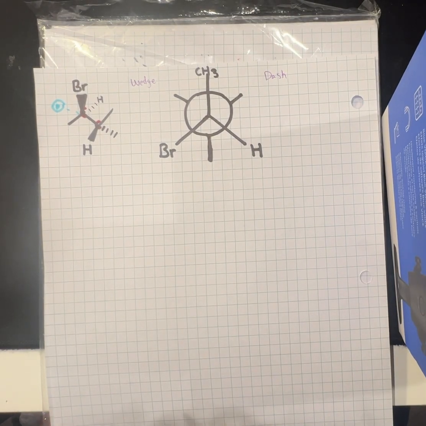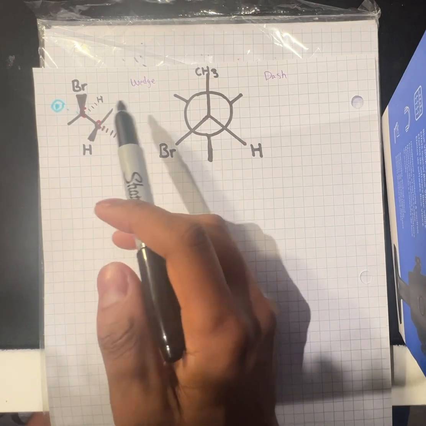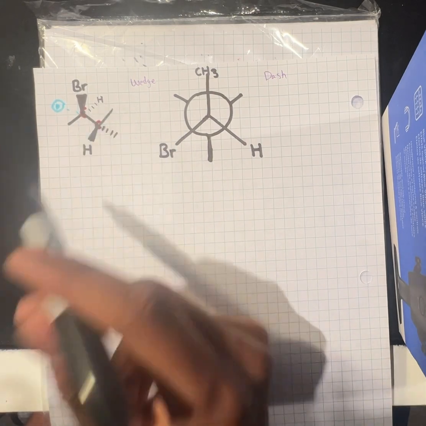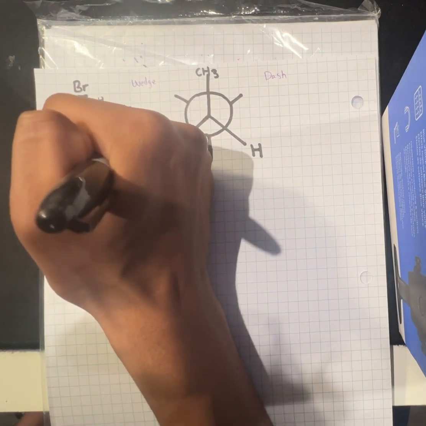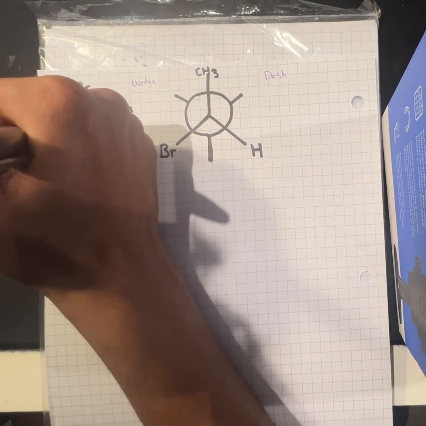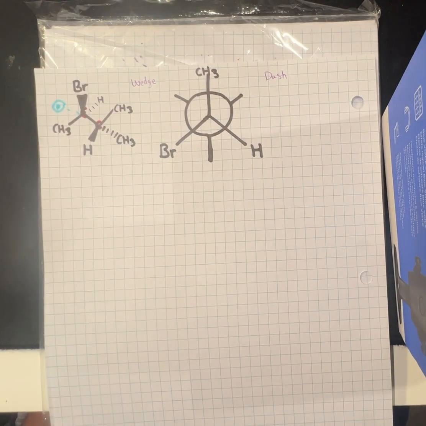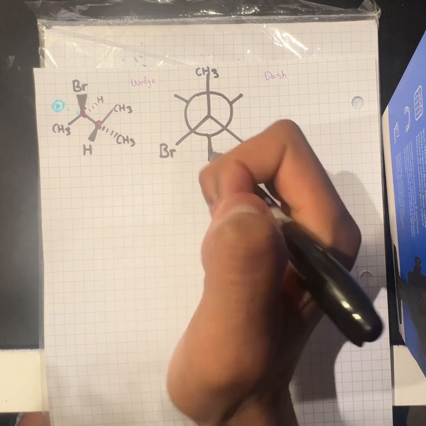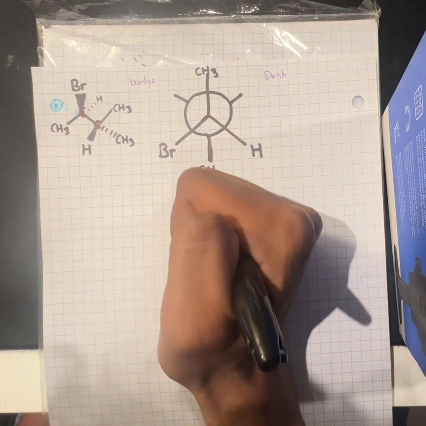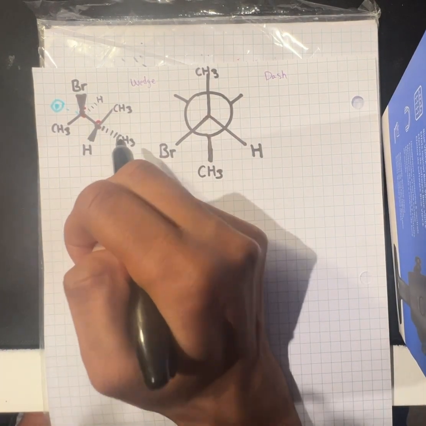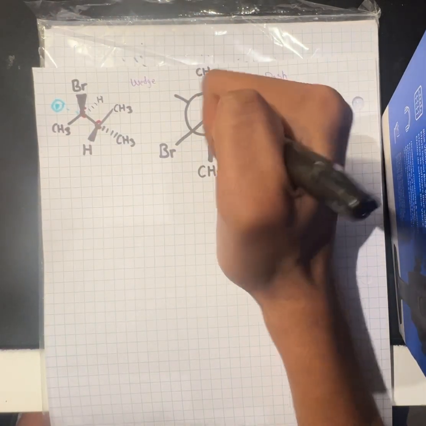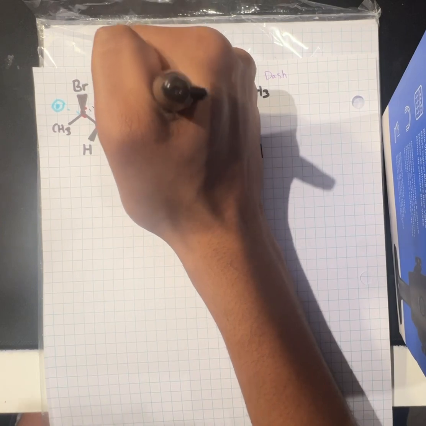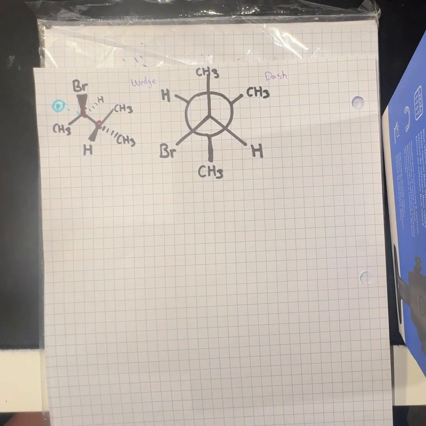Now, in the back, we see that we have a methyl group here, and a methyl group here. And so, the methyl group is in the plane. We'll draw one here. On the dash, we have a methyl group as well. So there will be a methyl group here, and there will be a hydrogen on the side of the wedges.